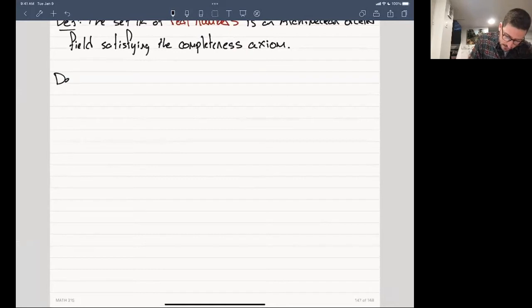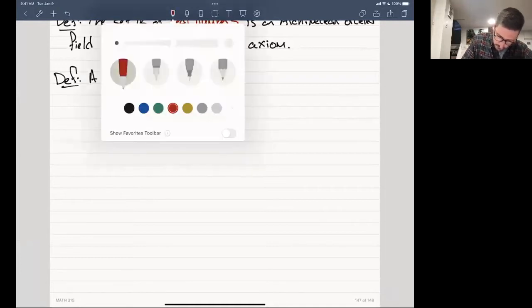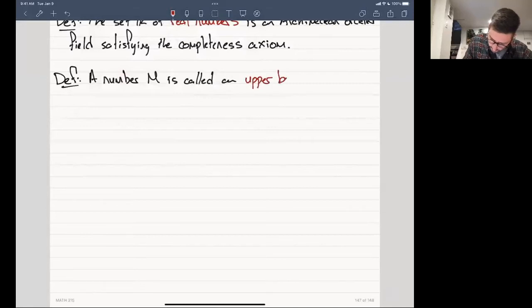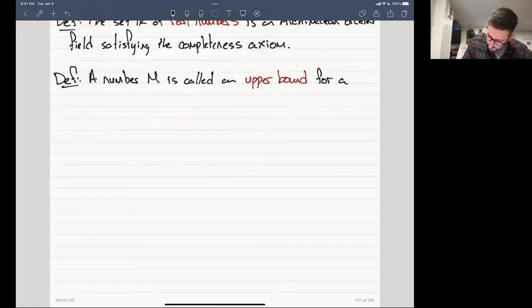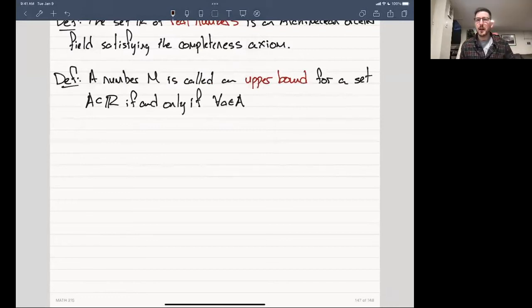So again, let's start with some definitions here. We say a number M is called an upper bound for a subset of the real numbers, so A, we'll call it, in the real numbers, if and only if for all a in A, remember the upside down A means for all or for every, we have a is less than or equal to M.